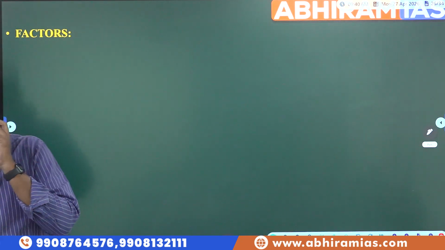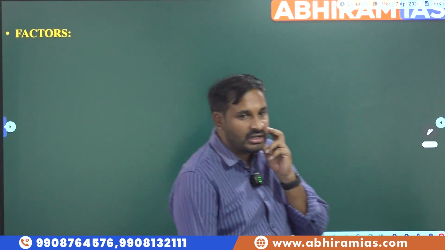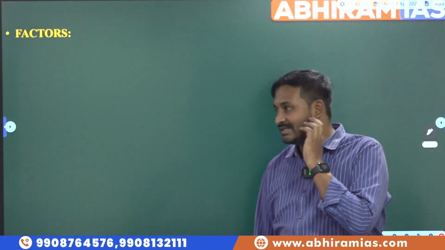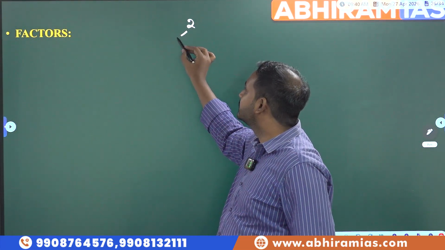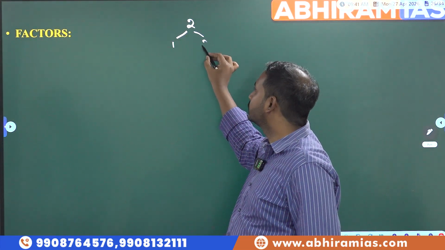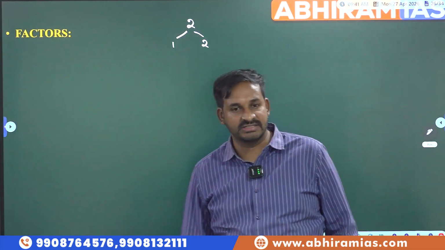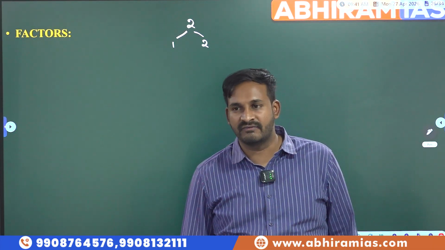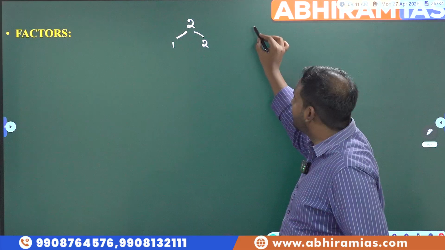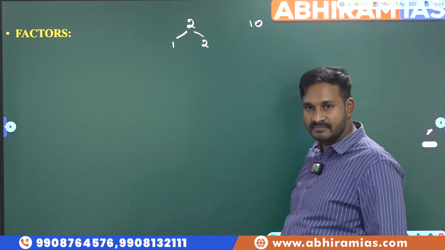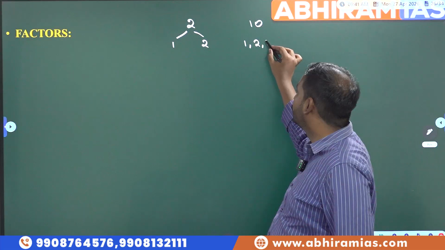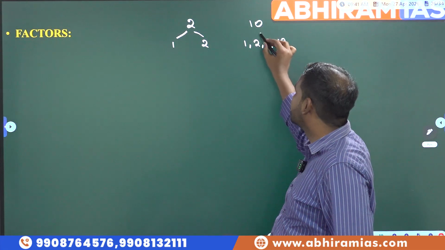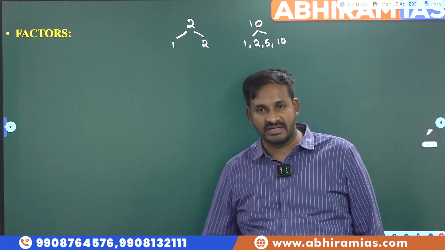Our next concept is about factors. Now, what are these factors in general? For 2, what are the factors, students? 1 and 2 are the factors for 2. For 10, what are the factors? 1, 2, 5, 10. For 10, these are the factors.